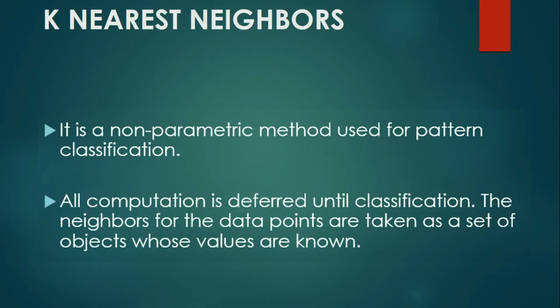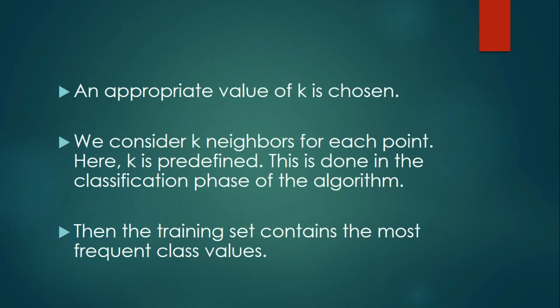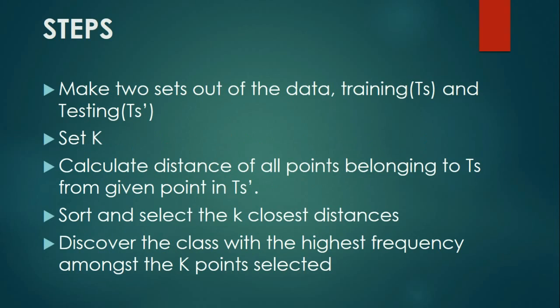K-nearest neighbors algorithm. It is a non-parametric method used for pattern classification. All computation is deferred until classification. The neighbors for the data points are taken as a set of objects whose values are known. An appropriate value of k is chosen. We consider k neighbors for each point. Here, k is predefined. This is done in the classification phase of the algorithm. Then, the training set contains the most frequent class values.